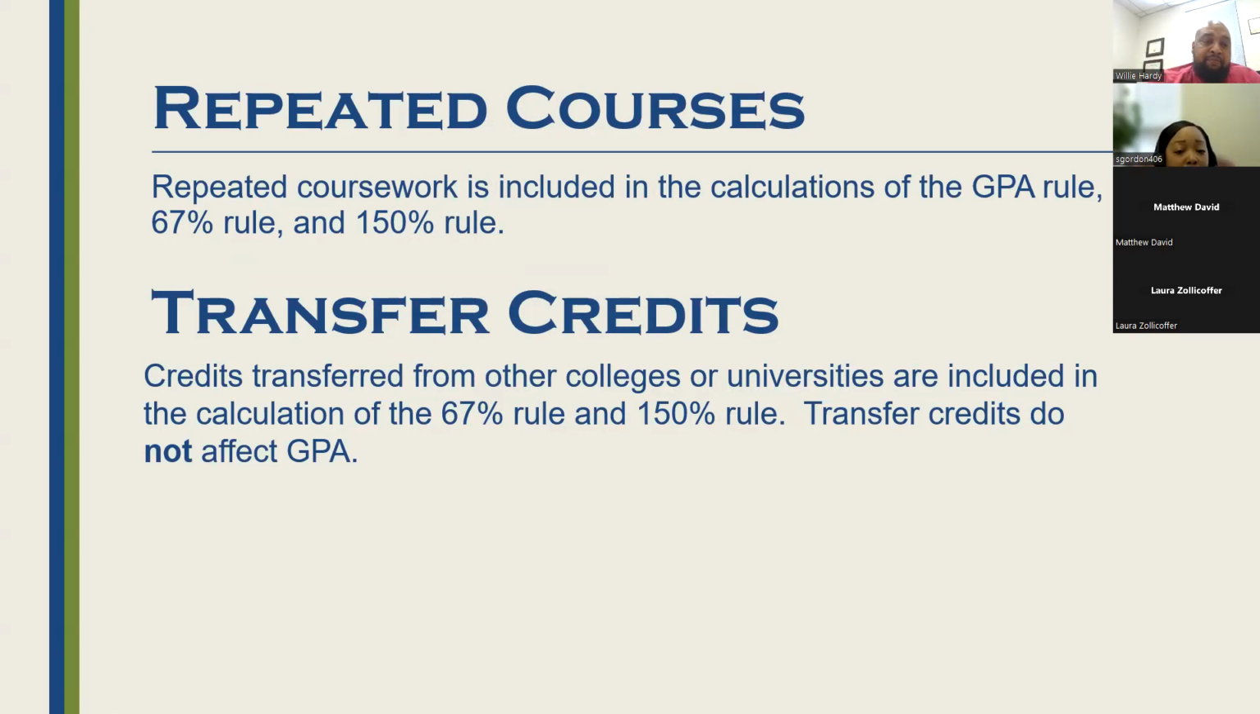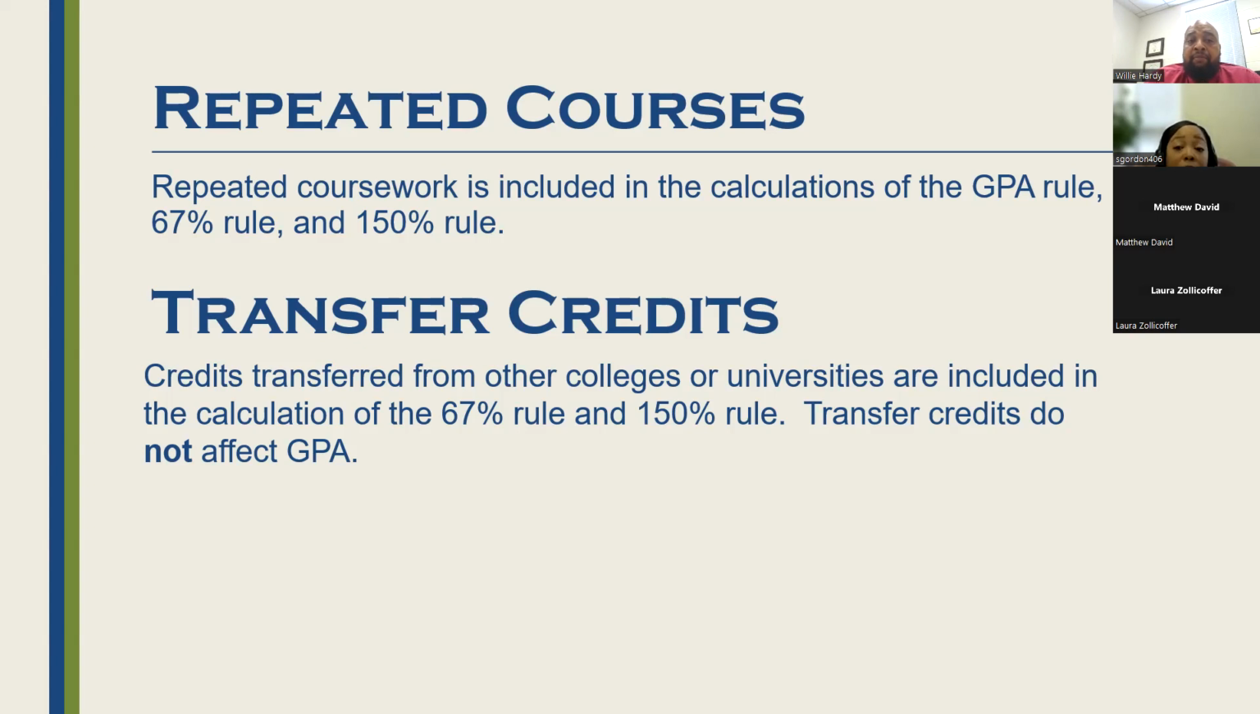Repeated coursework is included in the calculations of the GPA rule, so the 67% rule and the 150% rule. So if you have to repeat a course, let's say you made a D and you're trying to make a better grade, an A. You can repeat that course up to 2 times, but no more than 2 times will financial aid pay for you to repeat that course and make a better grade. However, if you make an F, you have to keep taking it to pass. We will pay for it until you get a passing grade.